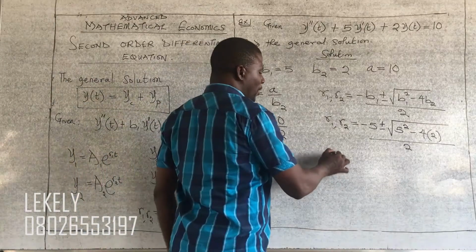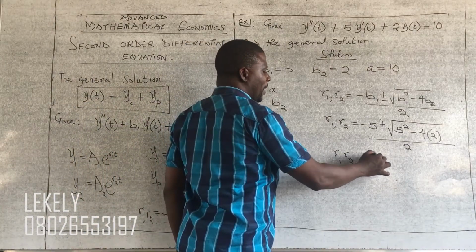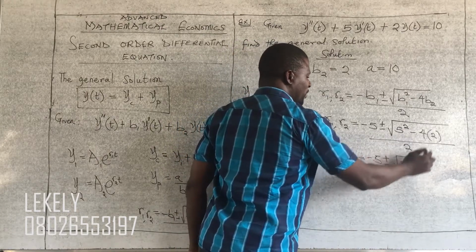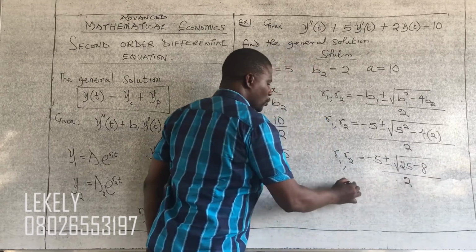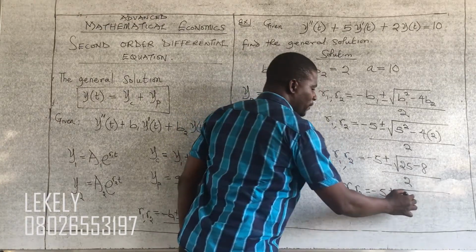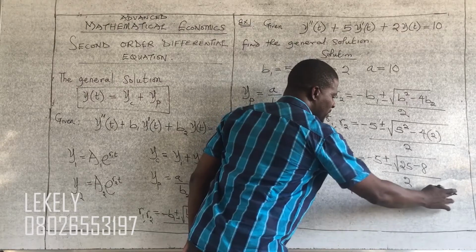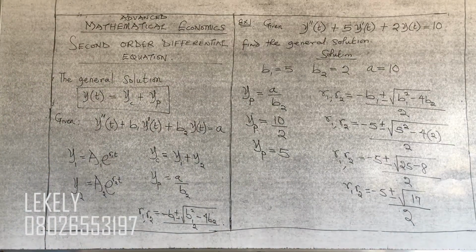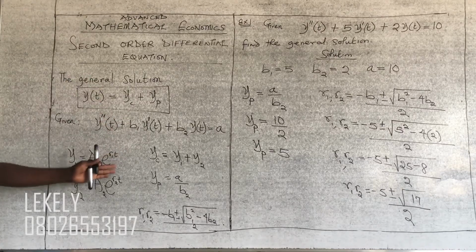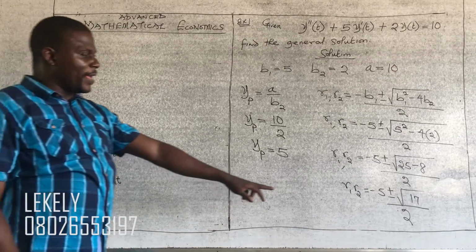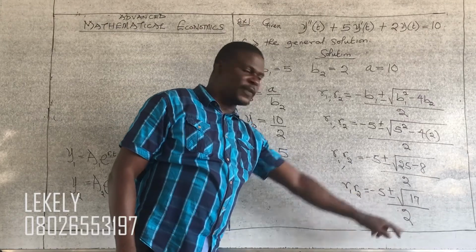Okay, so from here now, my r1, r2 will now be minus 5 plus or minus square root of 5 squared is 25. Minus 4 times 2 is 8 all over 2. So r1, r2 is minus 5 plus or minus square root of 25 minus 8, which is 17, over 2. So you see that? Now I expect you to pause the video and write all of this because I want to clean this now. Okay, now that from here r1, r2 is minus 5 plus or minus square root of 17 over 2.